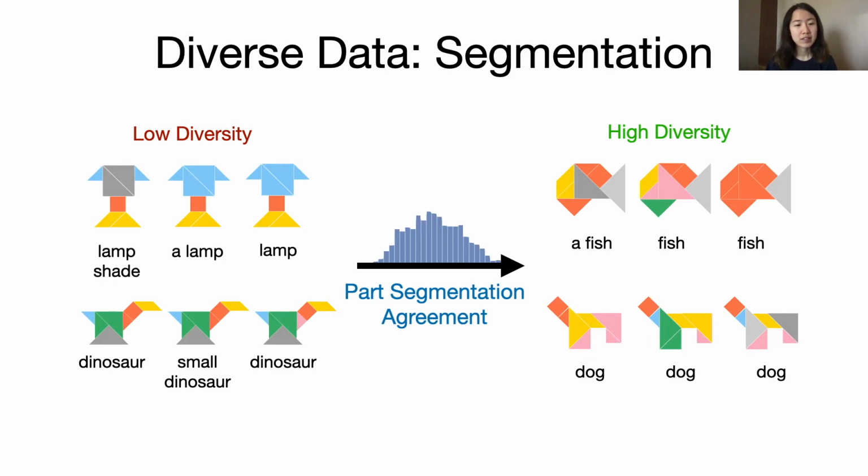Lastly, we analyze the segmentation agreement. Here are 4 sets of tangrams with similar whole shape naming, but on the left, segmentations are relatively consistent, but on the right, there's a high diversity in segmentations. The distribution of part segmentation agreement approximates a normal distribution, and we can see that our data covers the full range of part segmentation agreement.